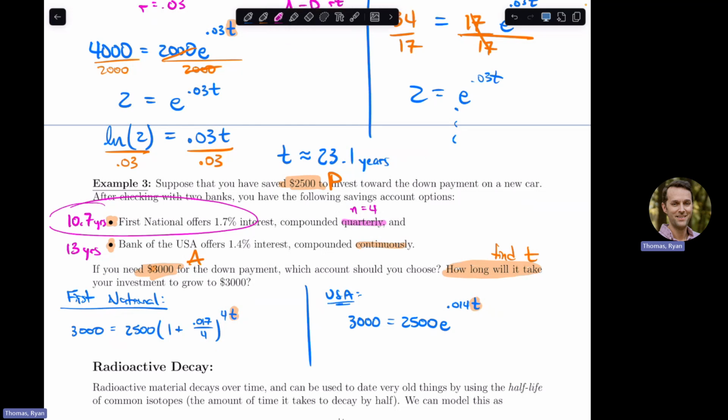But think about the full context of the situation. You've got some cash on hand. You're trying to invest to save up a down payment for a new car. If it takes you a little over a decade, that's probably not really a viable plan, right? The car is probably not going to be there anymore. The down payment amounts could be different, right? Yeah, so yes, that's the one that gets there faster, but probably I need to rethink the plan anyway. Okay. All right.